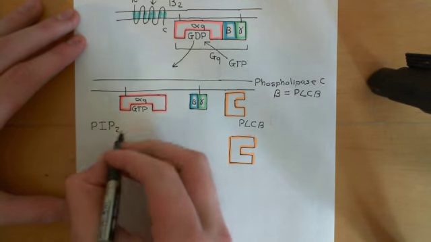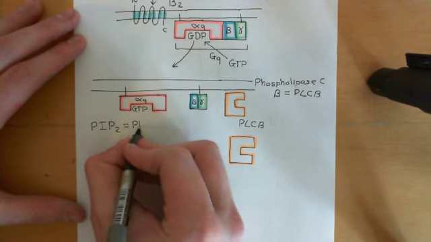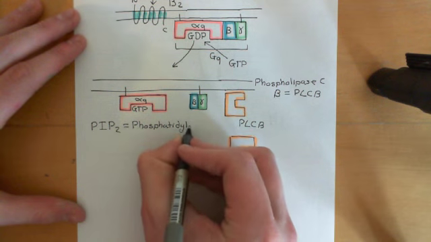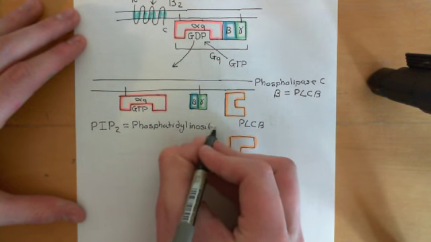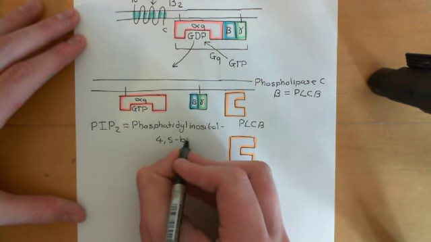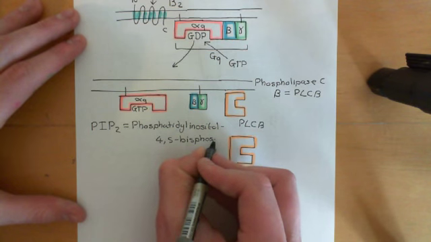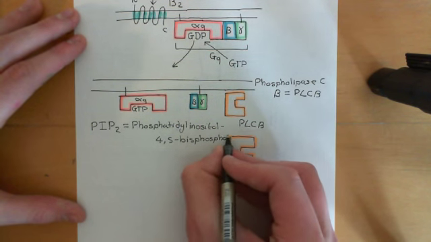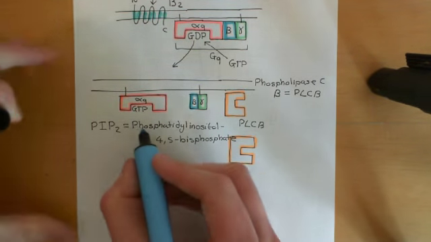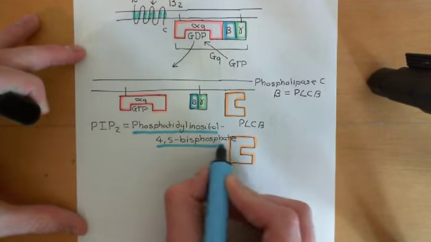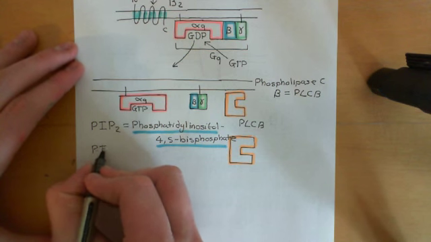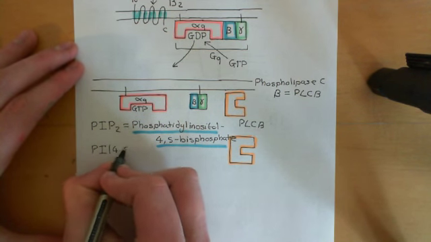So, PIP2 stands for phosphatidyl, that's the P, then the I is for inositol, then it's 4,5, and then the P2 means phosphate twice, so 4,5-bisphosphate. Oh dear, running out of space here. Right, so phosphatidylinositol 4,5-bisphosphate, which more properly should be abbreviated really down to PI45P2.